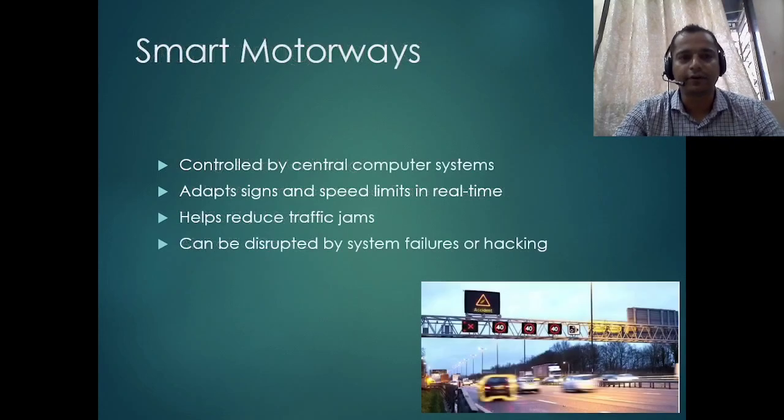So let's start with the first one, smart motorways. In smart motorways, there is a centralized computer where all the data are given. We have cameras fitted on the highway. The sensors give information to the central computer, which identifies which lane is having congestion, and it informs the driver beforehand that this particular lane would be congested, so you can change the lane or divert yourself to a different road.